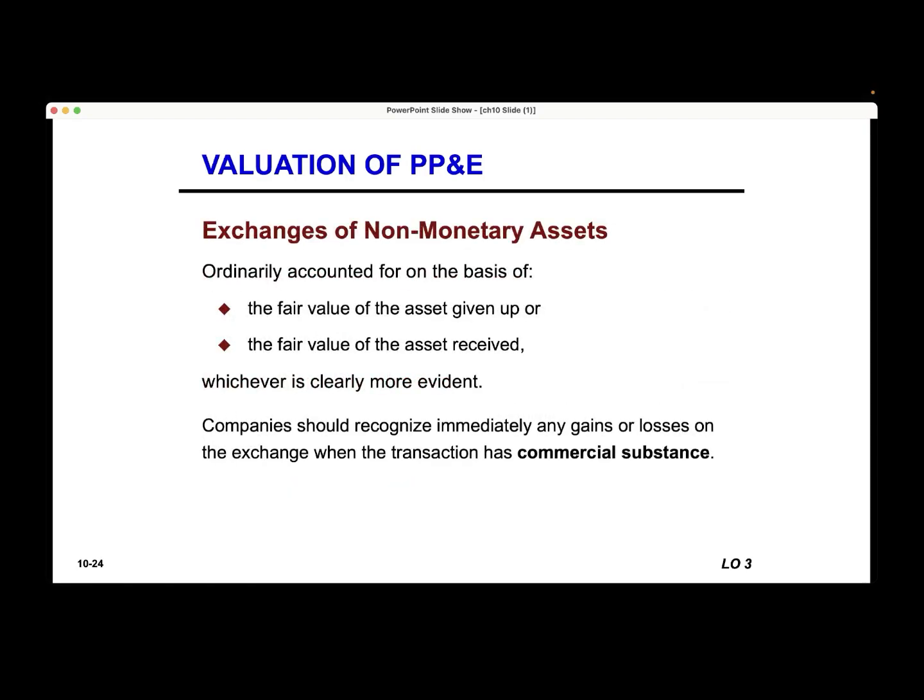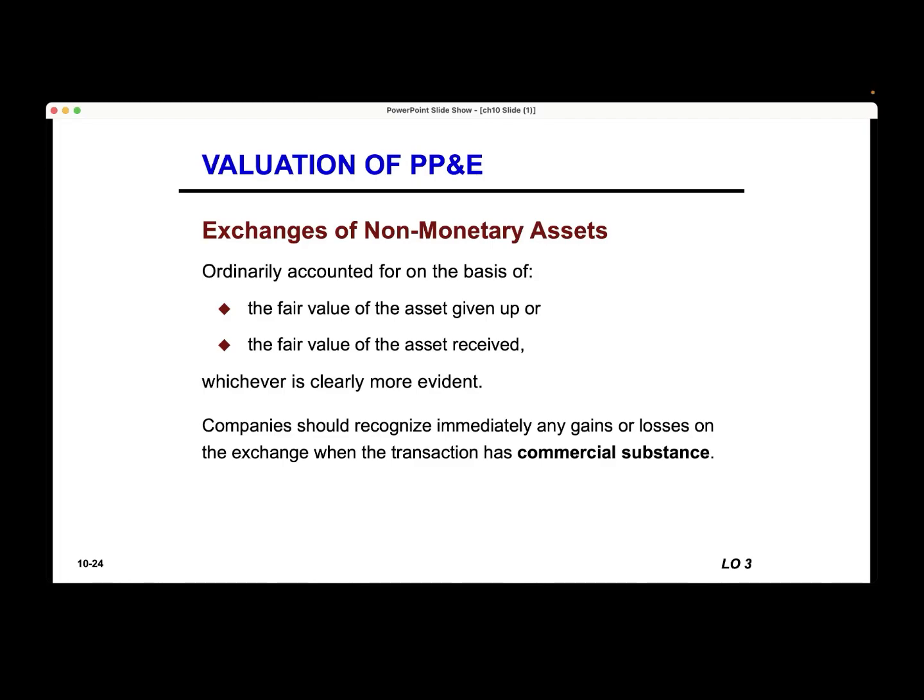All right, let's talk about how companies handle the exchange of non-monetary assets. Typically, these exchanges are accounted for based on their fair value. Now, this fair value could be the fair value of the asset given up, or the fair value of the asset received, whichever is clearly more evident from our explanations before. Now, one important point to remember is that any gains or losses that occur from this exchange are recognized immediately in the company's financial statements. So what we are going to do here is see what would be the accounting treatment if the company exchanges its non-monetary asset.